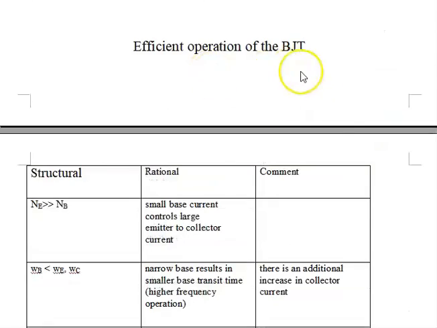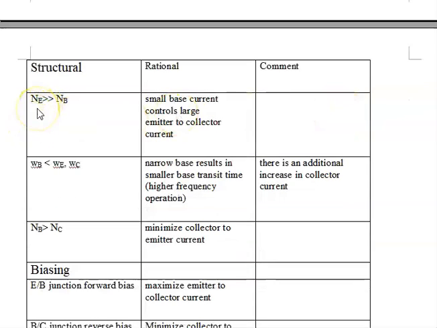So for good operation of the BJT, we would like the doping in the emitter to be much greater than the doping in the base. And we would also like, and we'll get to this a little bit later on, the base to be much more narrow than either the emitter or the collector, specifically the emitter. And we would also like the base doping to be greater than the collector doping. It doesn't have to be much greater like it is here, but we'd like it to be greater, and we'll see why.